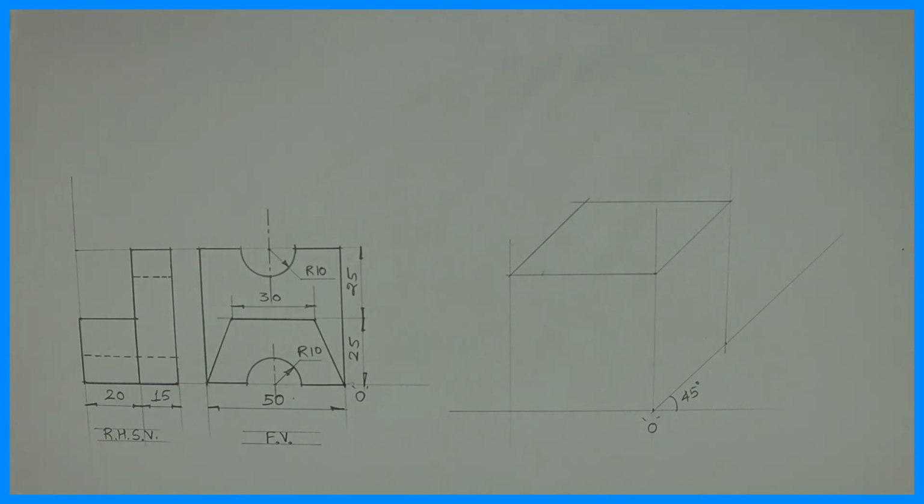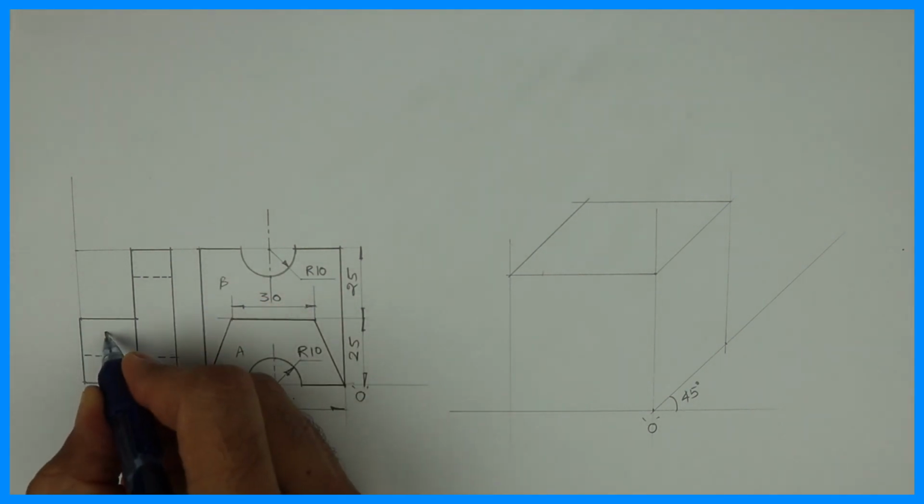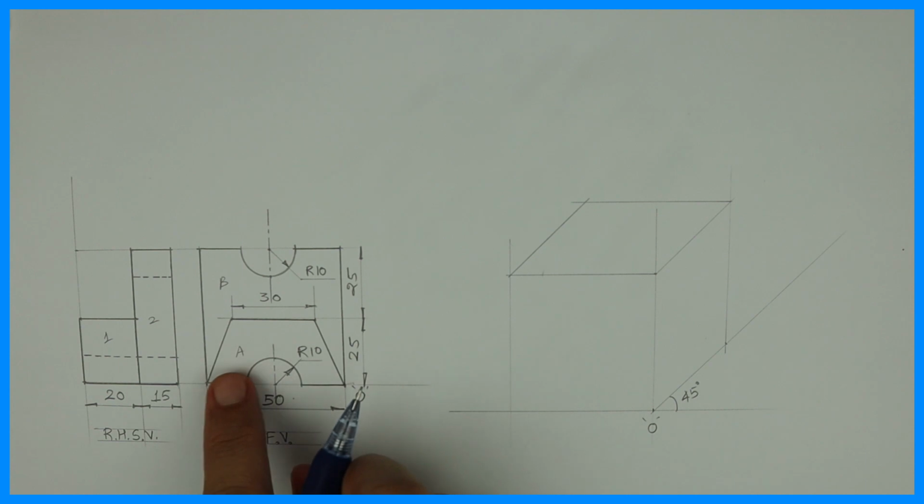And origin is given on the right hand side. So we'll take 45 degree, which is receding angle on the right hand side. After that, if you see in front view, there are two parts. One A and B, and in side view 1 and 2. See this A part, B part.